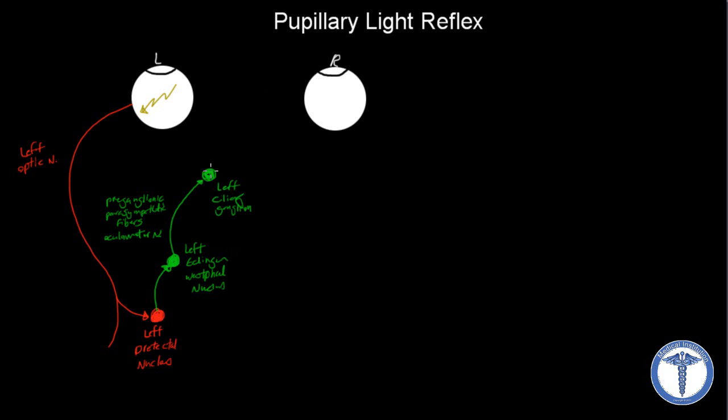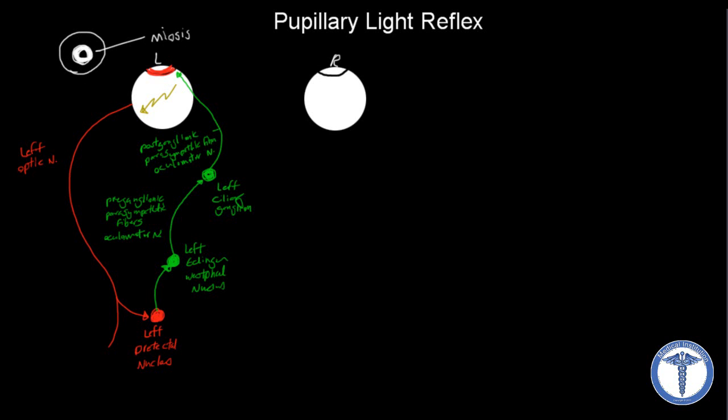Now from here we're going to send the postganglionic parasympathetic fibers, and this is again through the oculomotor nerve. Now what this does is going to cause contraction of these muscles called the sphincter muscles, and they're located here. So let's assume this is contraction of the sphincter muscles, and the eye is actually going to look like this. This is before we shine the light, and this is the reflex we get once we go through this pathway. And this is called miosis.